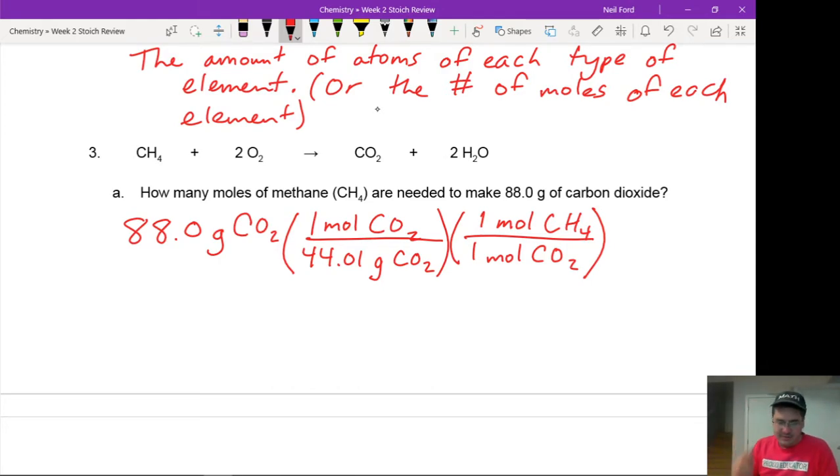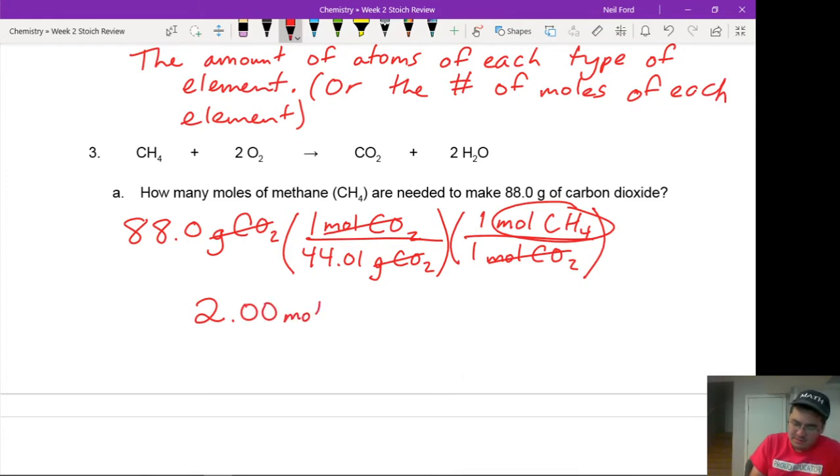Alright, so it's 1 to 1. So really, all I have to do is cancel units: moles of CO2, grams of CO2. I know my answer is going to be in moles of CH4 because that's the only unit left. It's just 88 divided by 44, which I could do in my head. 2, and I need 3 sig figs. So that is going to come out to 2.00 moles of CH4.